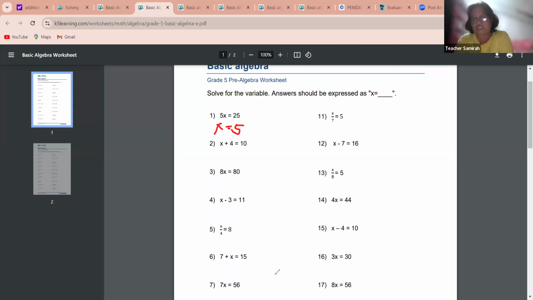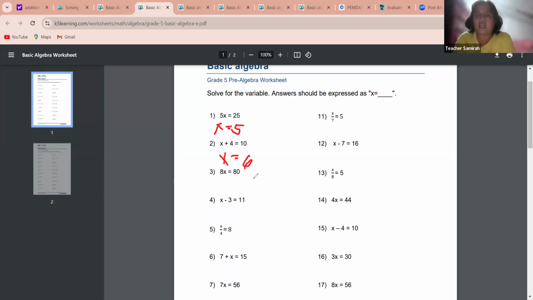So x plus 4 is equal to 10. What we are going to do, as I have said earlier, is transpose the plus 4 to the other side and make it subtraction, minus 4. So 10 minus 4 would give me x is equal to 6. Very good. I think I saw your answer. It is number 6. Check your papers.